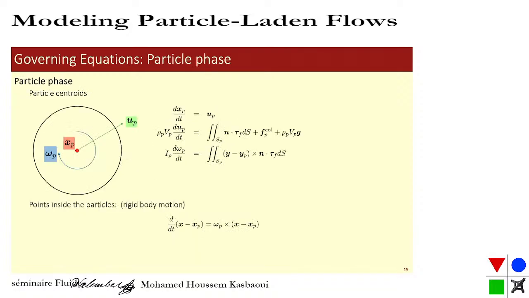For the particles, I'm going to assume that we have spherical particles. We have Newton's second law here, which is essentially mass times acceleration equals forces applied on the particle. We have conservation of angular momentum as well. And we can assume that these particles are rigid, so we have rigid body motion as well. These equations are not too complicated.